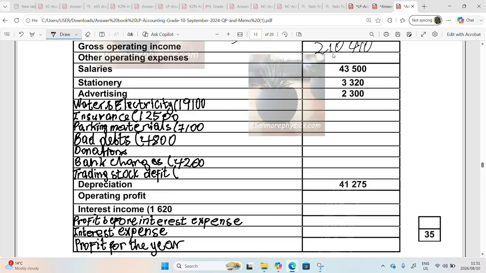So we move to our next item, other operating expenses. Yes, your main expense as a business will be your cost of sales, but now we have other operating expenses. As you can see, I decided to write all the other items as well so that I can save time. Stationery, salaries, and advertising, they've given you those three amounts, which means there's nothing in the adjustments and additional information that will affect those three.